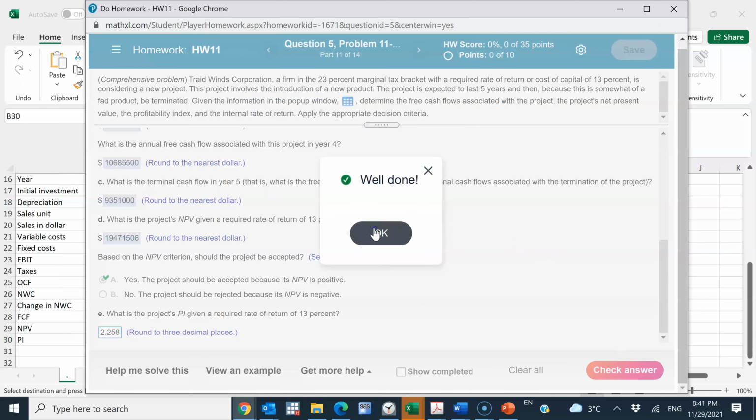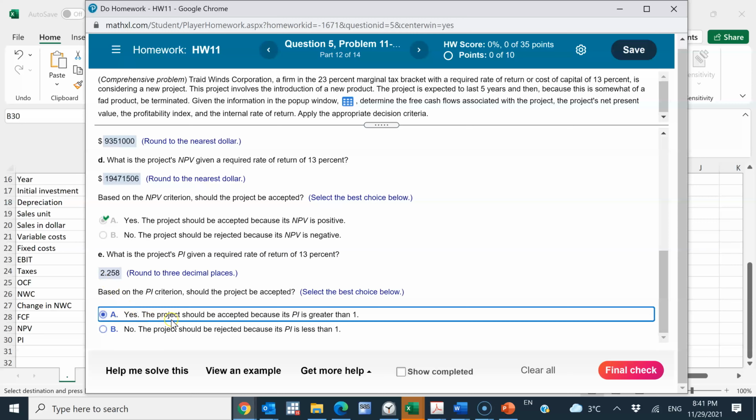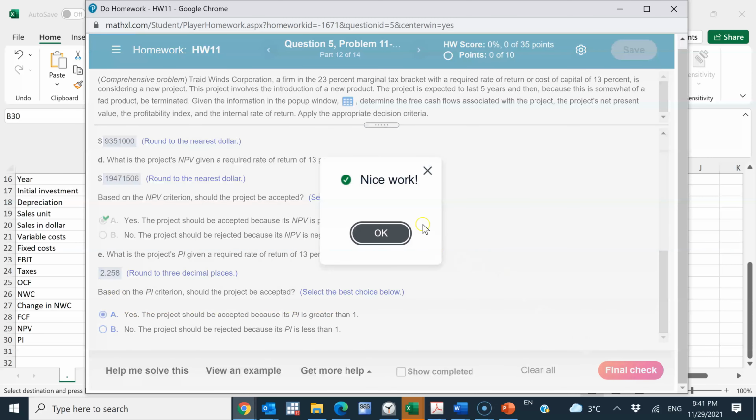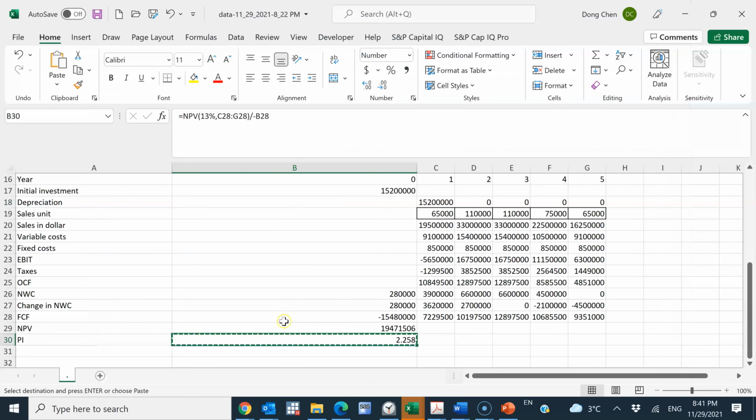and check my answer. And finally, the decision-making criterion based on PI is that if the PI is greater than 1, then we accept the project. And that's the case here. So we should accept the project because PI is greater than 1. Final check. All right, so the final part of this question is on IRR.